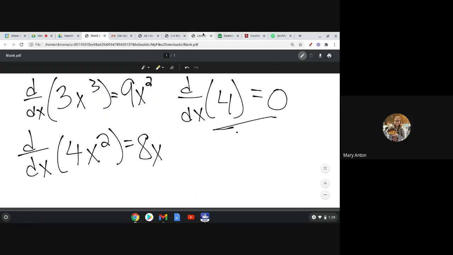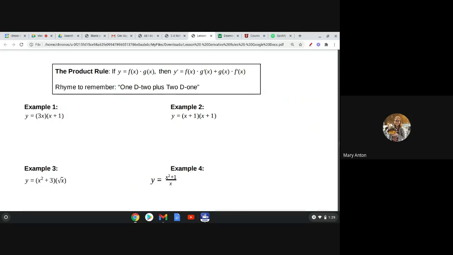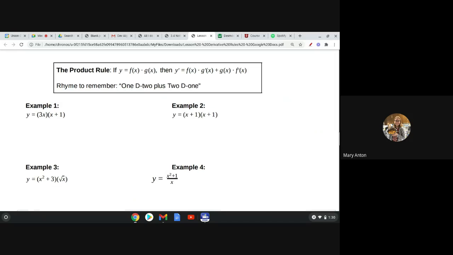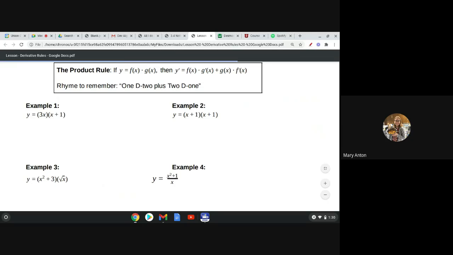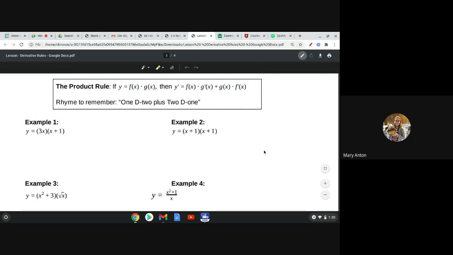Cool. Okay. And now we're going to try to differentiate more difficult functions, specifically the product of two different functions, okay? So if you have two functions being multiplied together, f of x and g of x, then the derivative is the first function times the derivative of the second function plus the second function times the derivative of the first function. Does that make any sense?